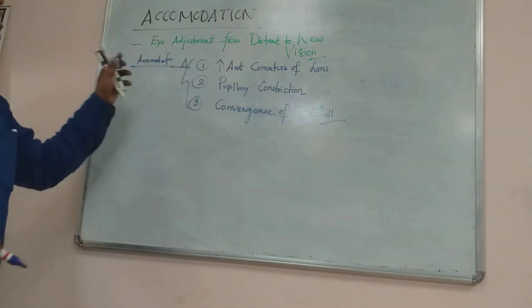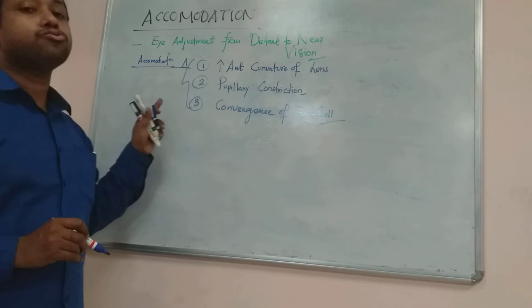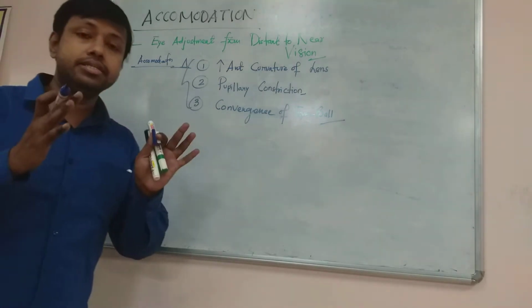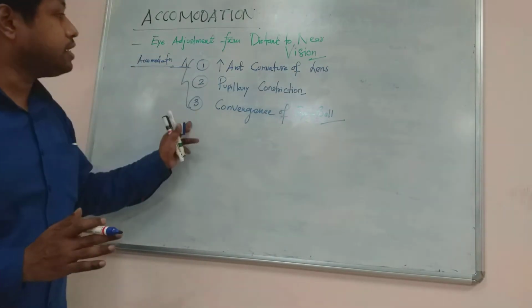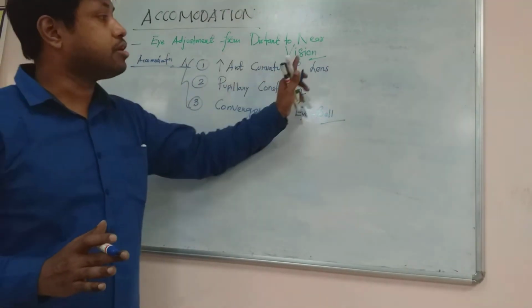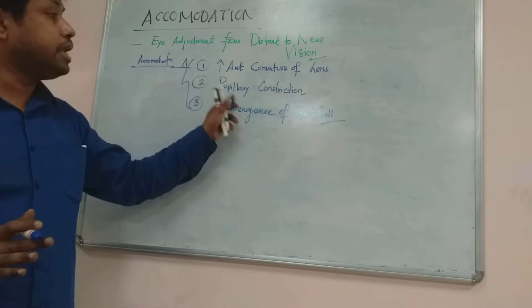so these are the changes that occur in the eye in response to accommodation when a person changes his vision from distance to near. So number 1 is increase in the anterior curvature of lens. Number 2 is pupillary constriction.